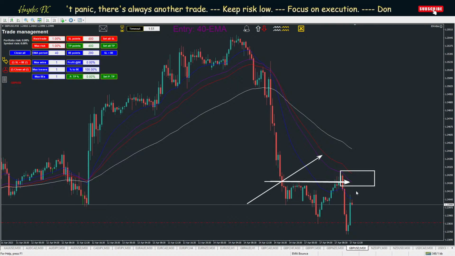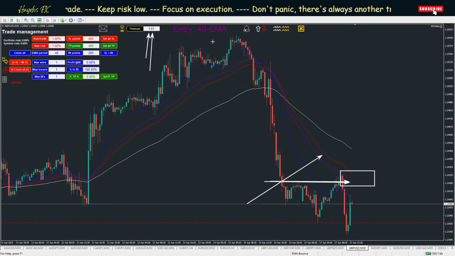There are 3 reasons that it's not going to take a trade. One is if it just times out. So I want to be in this trade before New York session. That's one way it's going to disengage.